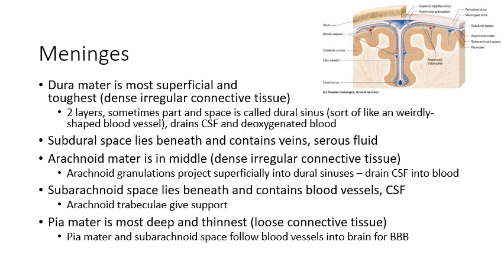Starting with the meninges. So the meninges is again 3 membranes that surround the brain and the spinal cord. The outermost one, which is the thickest, is the dura mater. It's made of dense irregular connective tissue. It has 2 layers. The most superficial layer of the dura mater is actually considered part of the periosteum of the skull. In certain places within the skull, those two layers separate, and between them you have the dural sinuses, which is where cerebrospinal fluid drains.